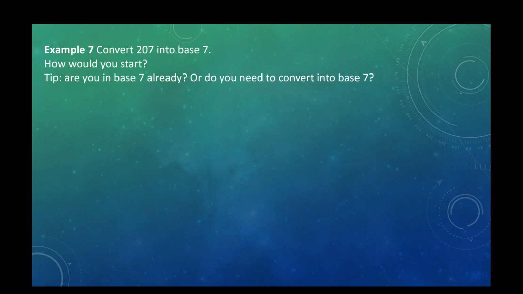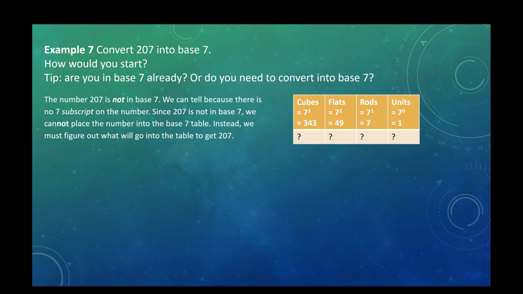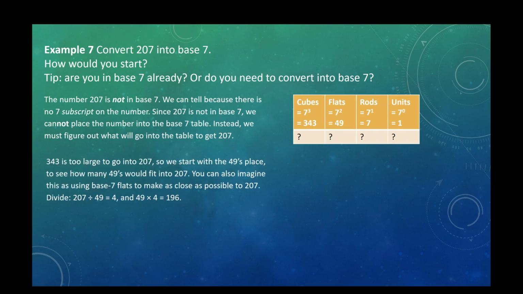Next, let's try converting 207 into base 7. How would you start? Are you in base 7 already, or do you need to convert into base 7? So is this number here in base 7? No, it's not. We can tell because there's no little tiny subscript 7 on the number. So what we are going to need to do is make our table still, but we can't place the 2, 0, and the 7 into the table.